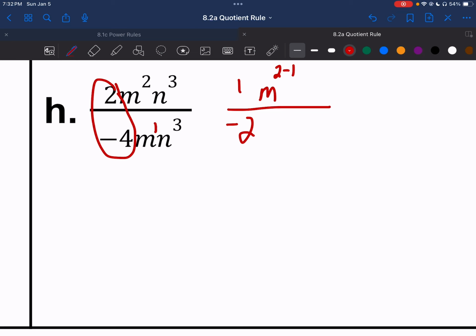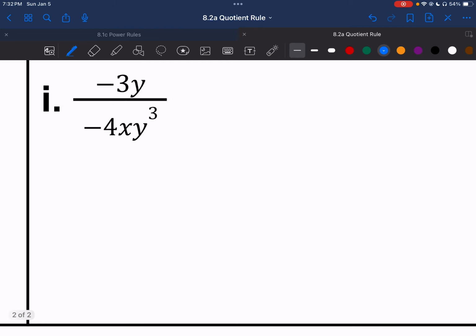And the next one, we have n to the 3rd, n to the 3rd. Where do I have more n's? It's the same in both, so they cancel out. And so what am I left with? I'm left with m to the 1st power, or just m, over negative 2. And when you write this, if you write it as negative m over 2, that would be acceptable as well.